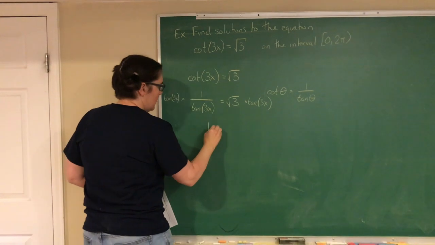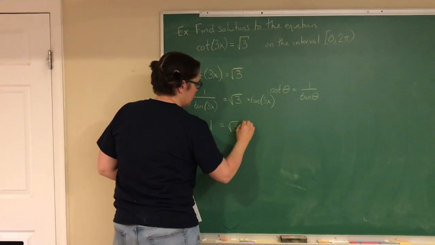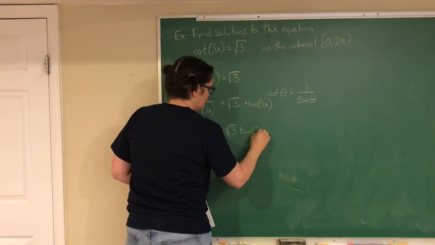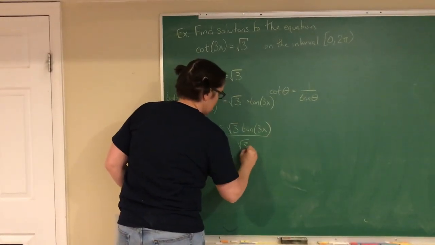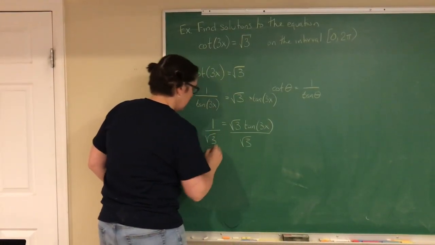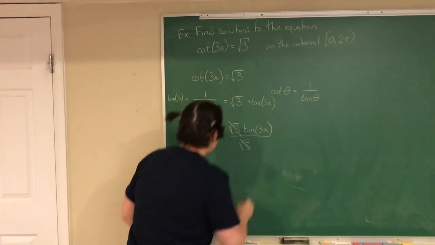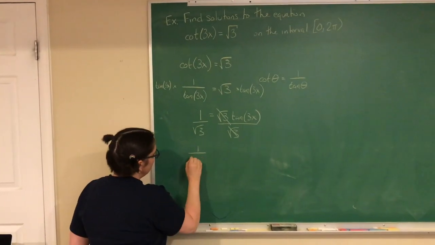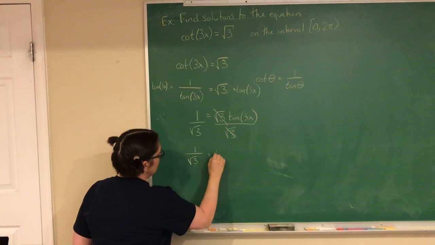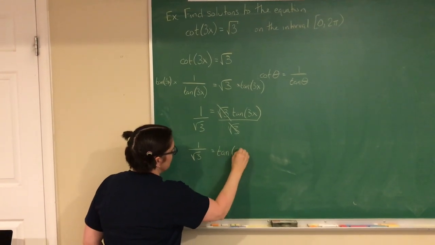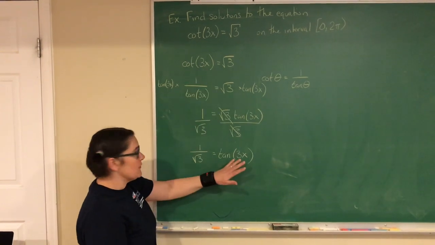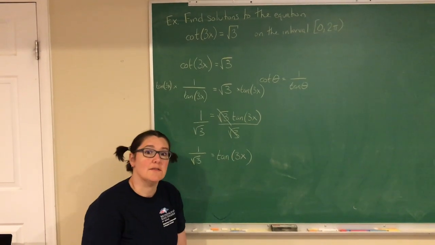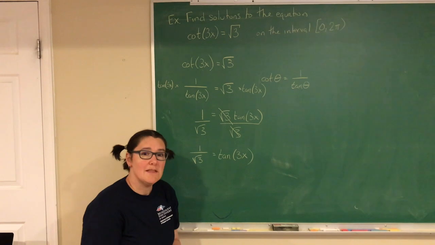And so I have 1 equals square root of 3 times tangent of 3x, and then I can divide both sides by square root of 3. And so what I'm left with is 1 over square root of 3 is equal to tangent of 3x. So I've rewritten the problem so we have things in terms of tangent instead of in terms of cotangent. Okay? That is a preference thing.